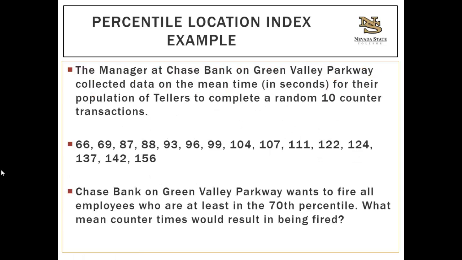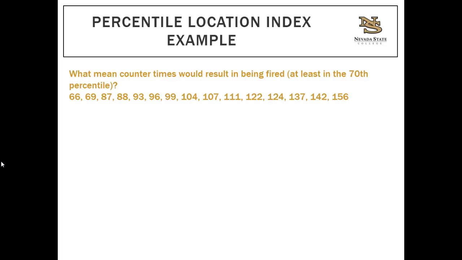Now, what if the manager wanted to use this data to fire people? So let's say if you're in the bottom 20% of transaction times, you deserve a raise. But if you're in the top 70%, we need to get rid of you because you're taking too much time and our lines are too long. So now we're looking for what score is at the 70th percentile or above, so we can fire them, unfortunately. Maybe we can give them training instead. That sounds nicer. Okay, so these scores are already in numeric order.